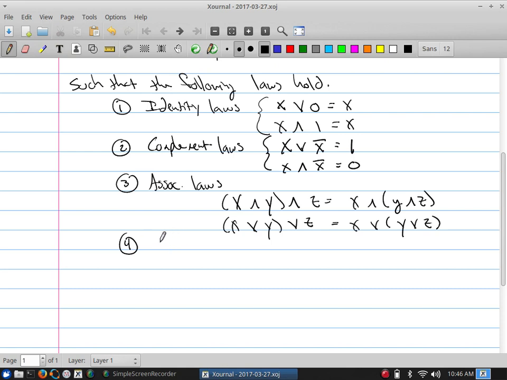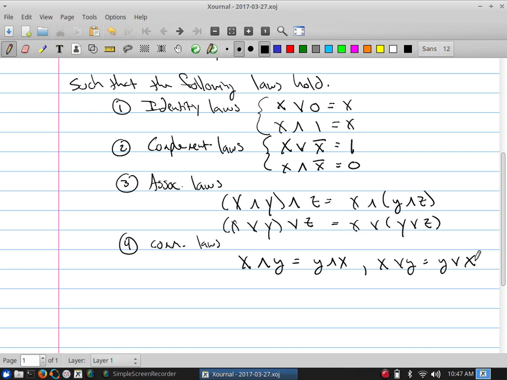We also have the commutative laws, which would be x bridge y is y bridge x, x V y is y V x. If you have the associative and the commutative laws applying, what that really means is if you have one operator, I don't care about the order at all. Really, that would say what in terms of treeing?